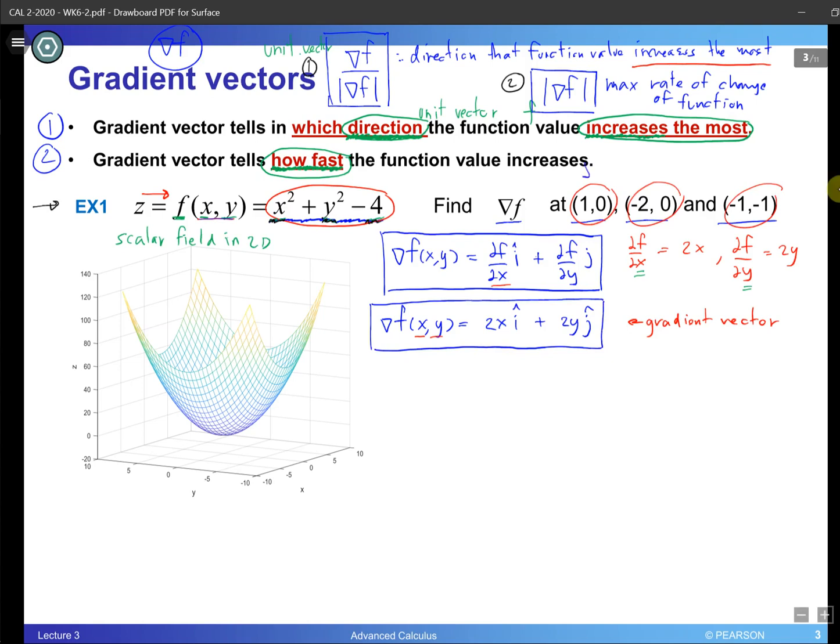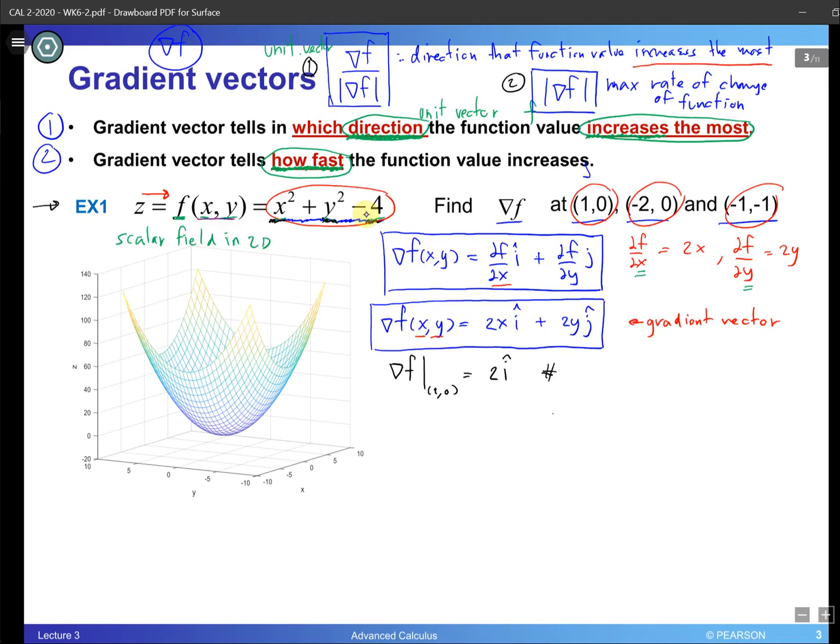So gradient of f at 1, 0, let's change the color to black. I plug this one in, I get 2i. 0 goes into y right here, it's going to go away. So there you go, I got the first one. Easy, right? Next one, gradient vector at -2 and 0.